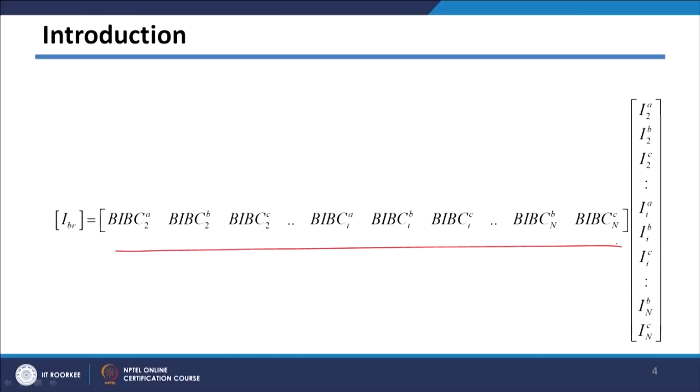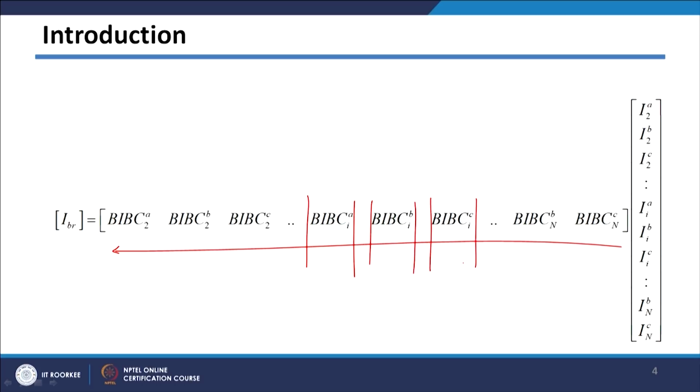So, we are dividing BIBC in terms of columns. In a generalized way, if you divide the general BIBC matrix, it will look like this, having many nodes here. Corresponding to any ith node, the column matrix of BIBC will be called this one. This corresponds to the ith node and phase A, this corresponds to the ith node and phase B, and this column corresponds again to the ith node and phase C.